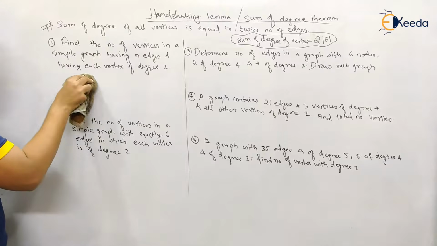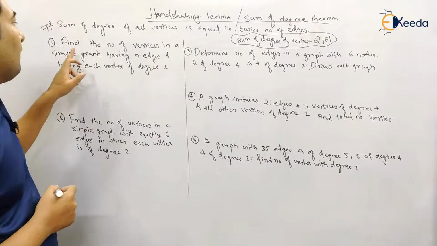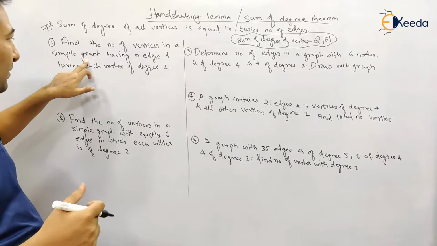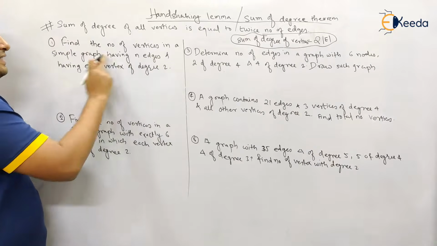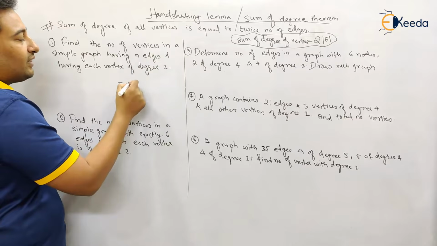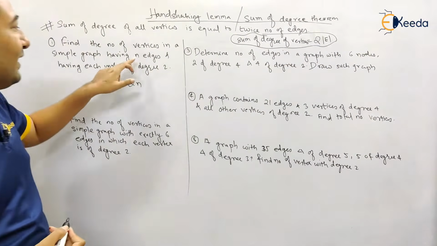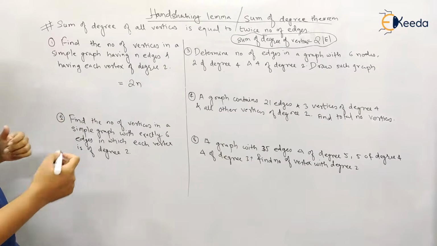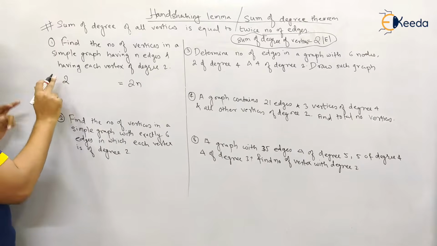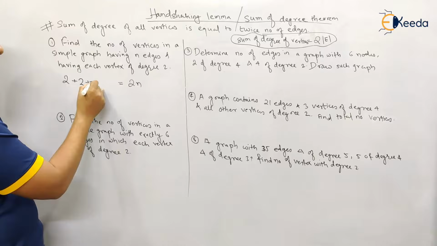So let us start with the problems. Now we have seen the theorem, now we'll discuss the problem. The first problem is: find the number of vertices in a simple graph, obviously we're talking about a simple graph, having n edges and each vertex of degree 2. Having n edges means twice into n, because the formula says twice into the number of edges. So here the edges are n, so that is 2 into n. And each vertex is of degree 2.